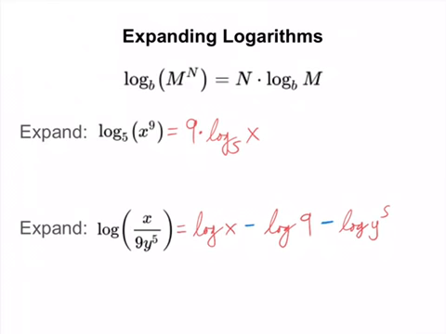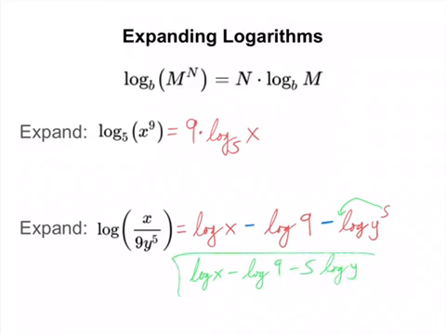And then what you also got to realize is this power can come in front. So my final answer will be log x minus log 9 minus 5 log y. And that would be your answer. A lot of people want to put a plus here because they see this multiply, but in order to get this y to the 5th to the bottom, it had to be divided to get down there, which becomes a subtraction, because division in terms of logs are subtractions.